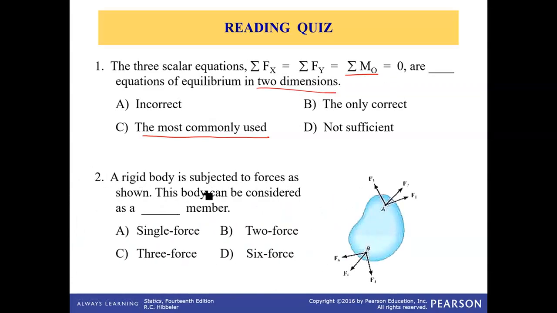A rigid body is subjected to forces as shown. This body can be considered as a two-force member. We can see here that at point A there are three forces. By algebraic addition of vectors, we can resolve these three forces into one single resultant force, Fr. Similarly, we can resolve all three forces at B into a single resultant force. So Fr at B and Fr at A. Since this entire body is subjected to forces at only two points, it is called a two-force member.